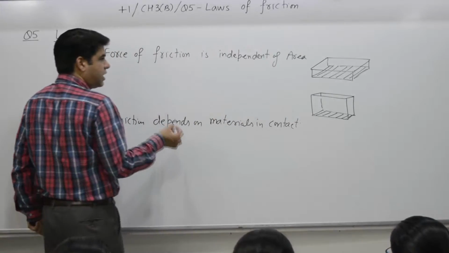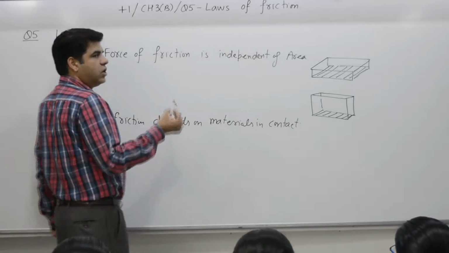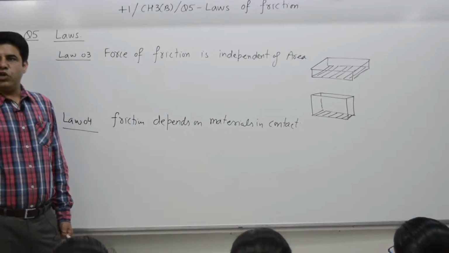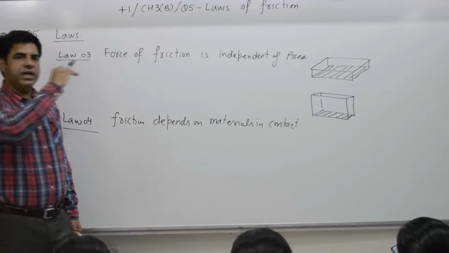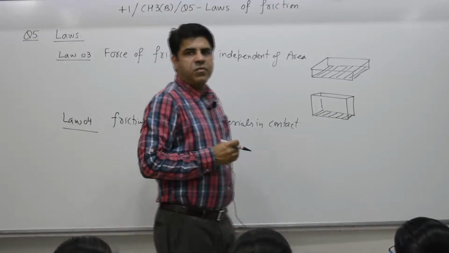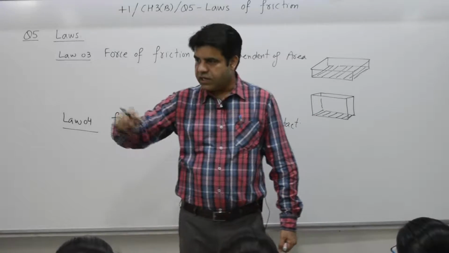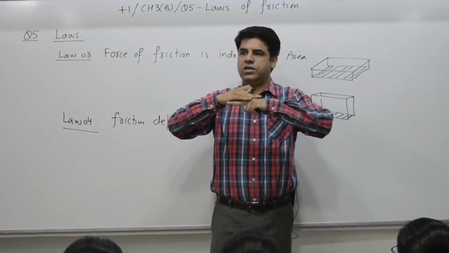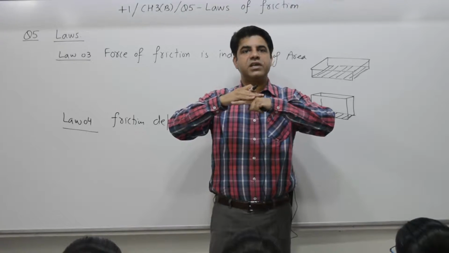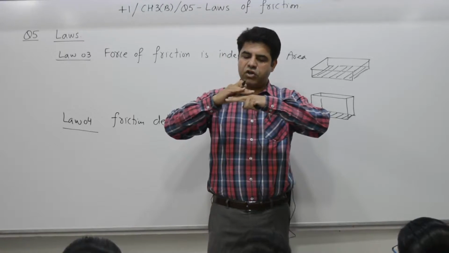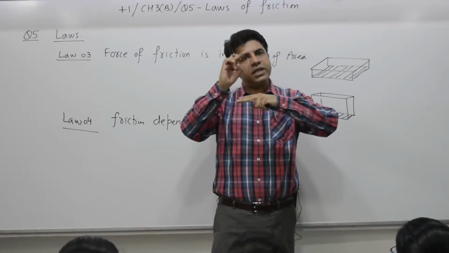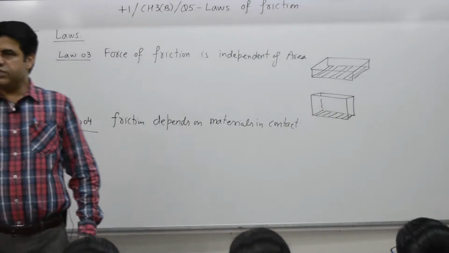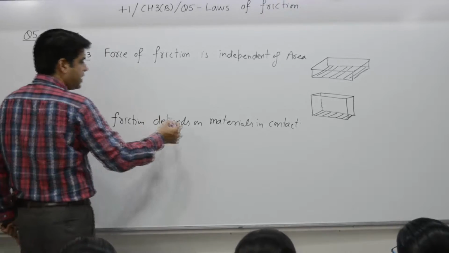Materials in contact, material 1 and material 2: wood on wood, wood on plastic, wood on paper. For a road, tire, tire is what material? Rubber. Concrete, floor. So, for vehicles, tire and concrete. Two materials, rubber and concrete. So, there is a value of friction. So, friction depends on material.